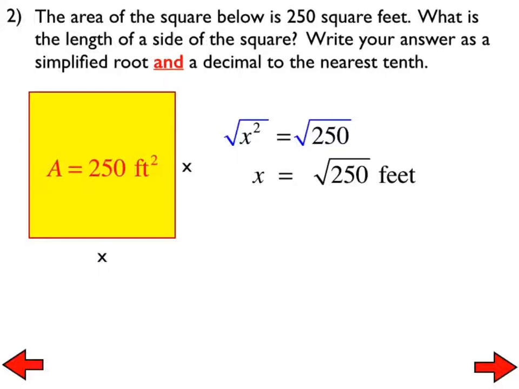So we were supposed to give this as a simplified root from yesterday, which is 5 times the square root of 10, or 5 square roots of 10. And then as a decimal, it should be 15.8 feet. Are there any questions on the decimal part? Are we good on that? Okay, so now let's go to a three-dimensional figure.